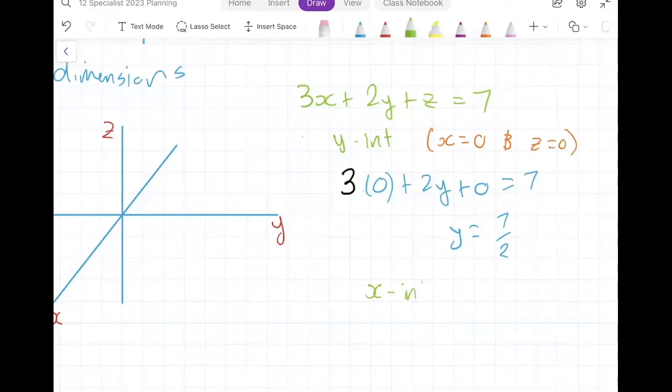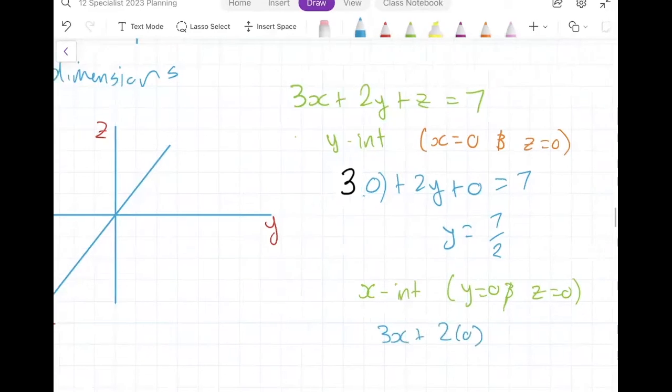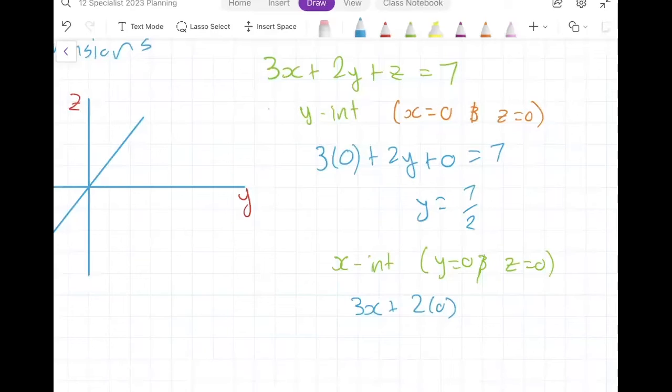To find my x-intercept, that is going to be when y equals 0 and when z equals 0. So that is going to become 3x plus 2 times 0. Sorry, I should have put a 3 here. It doesn't change our answer, I just copied the number down wrong. So it's 3x plus 2 times 0 plus 0 equals 7. So x equals 7 over 3.